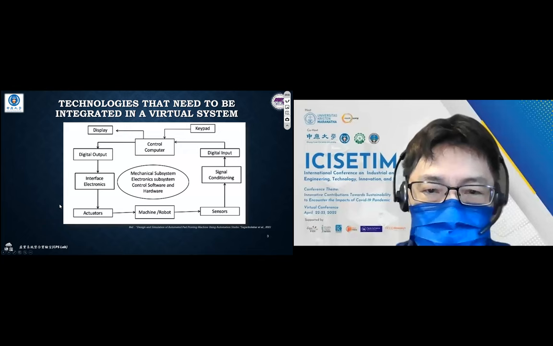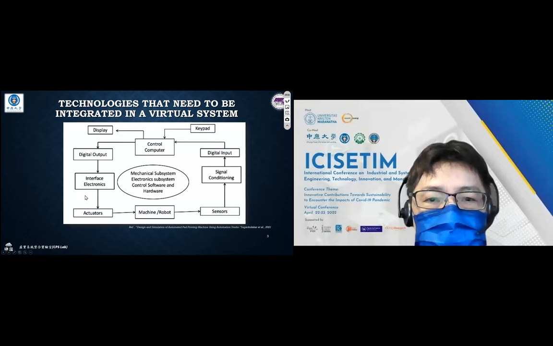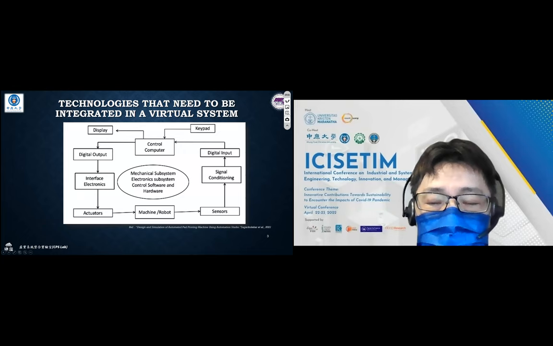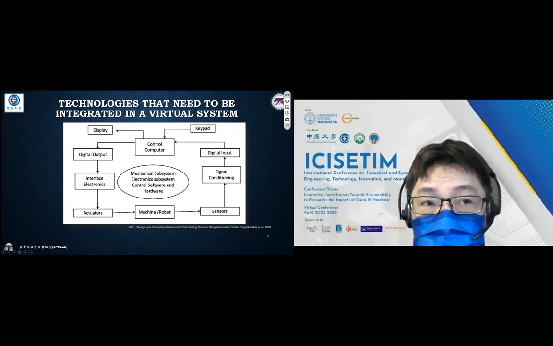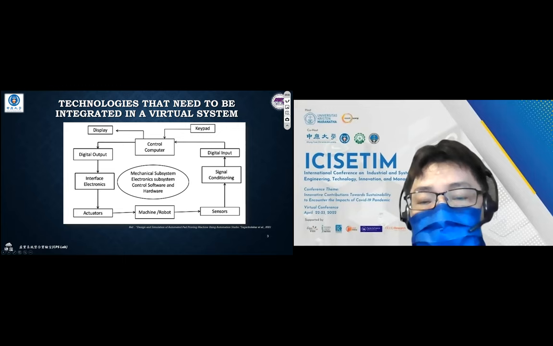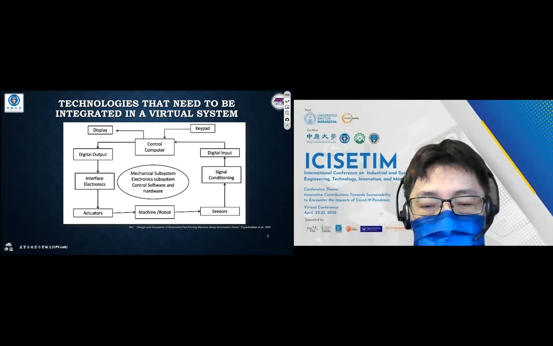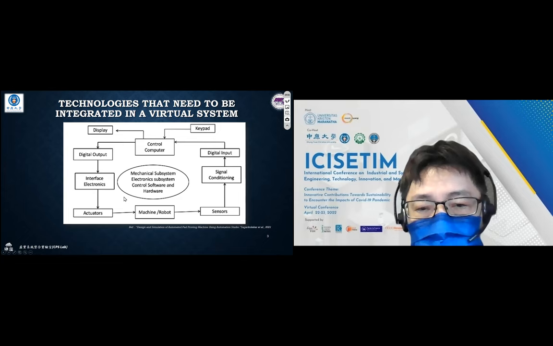And of course, if you're talking about the technology that needs to be integrated in a virtual system, actually there's a lot. For example, the mechanical subsystem, electrical subsystem, control software, and a lot of things. So we are not talking about a simple animation. We are talking about really physical properties. How to integrate all these things into a virtual system is difficult. Right now on the market, most of the software is only doing animation. It doesn't really integrate the physical properties of, for example, mechanical, electronics or even electrotechnical properties into the virtual system. But right now, we try to use different kinds of platforms to build up a virtual system.